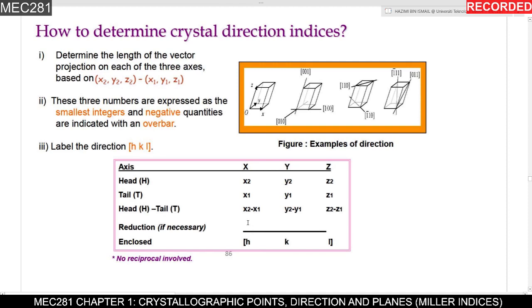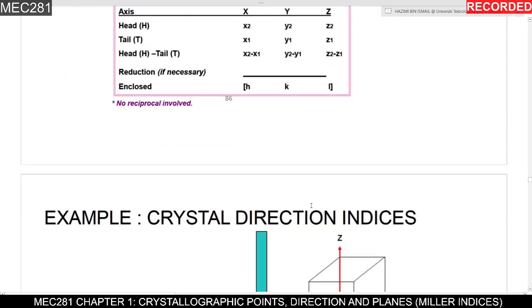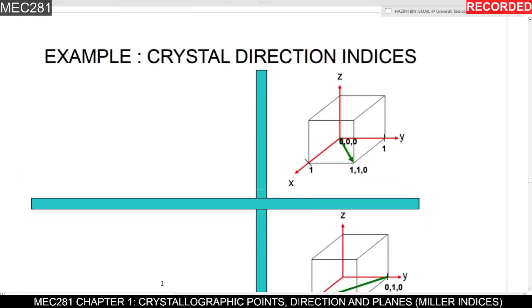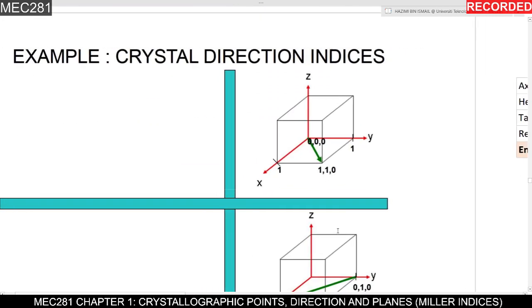So let's say it is 1.5, you have to multiply with 2, so 1.5 will become 3. So the other numbers also have to be multiplied with 2. Okay, so that's how you convert into the smallest integer. Okay, so let's try this example, crystal direction indices.